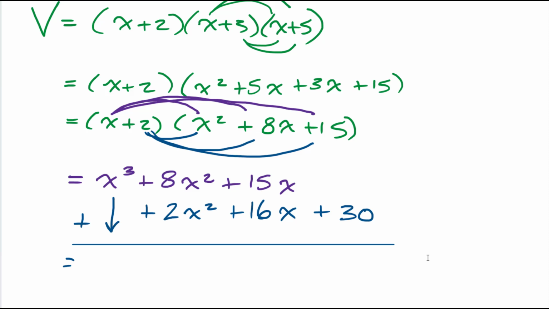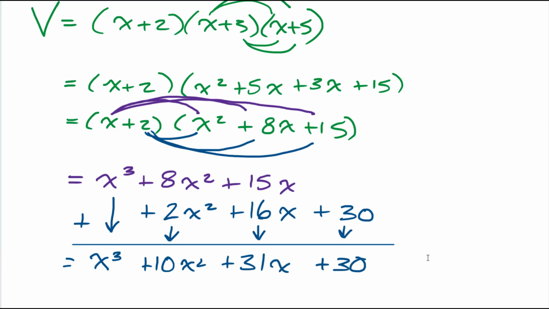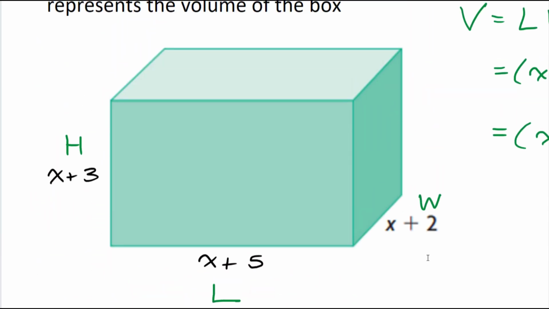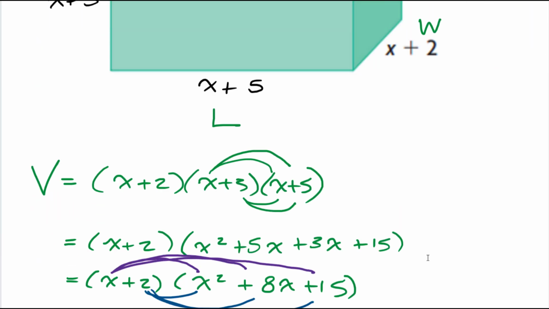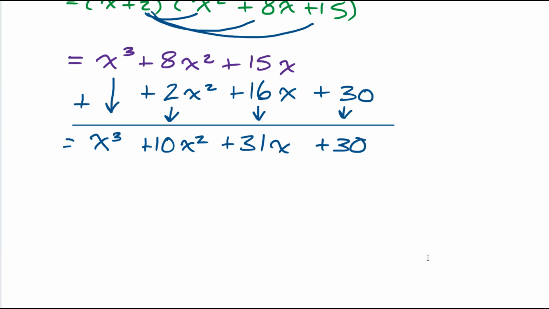So let's add these up. X cubed, right, plus nothing, still x cubed. 8x squared plus 2x squared gives me plus 10x squared. 16 plus 15x gives me plus 31x and plus 30. So there's my expression. My square is a little sloppy over here, but there's my expression for the volume of this rectangular prism here. So if we knew what the value of x is, we could sub it in and find out the volume.